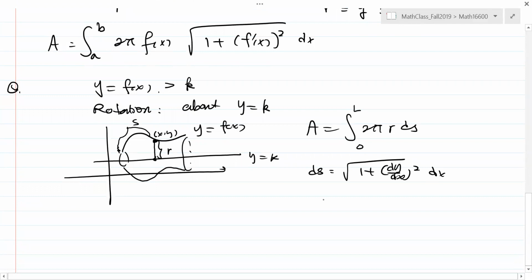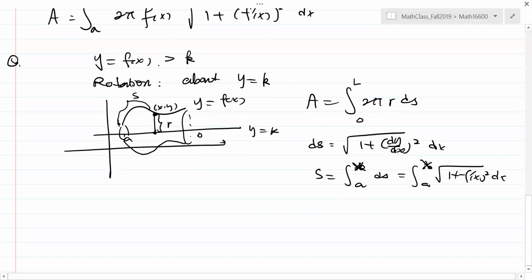How do you do that? Well, if this is a, this is b, s is going to be the integral from a to b of ds, right? Which is the integral of square root of 1 plus f prime x squared dx, and from a to x. Sorry. So that's why it's a function of x. Okay? But I don't need that part. It's harder to evaluate. But I know ds is going to be this part.